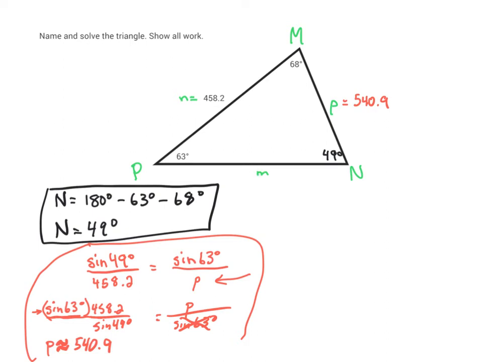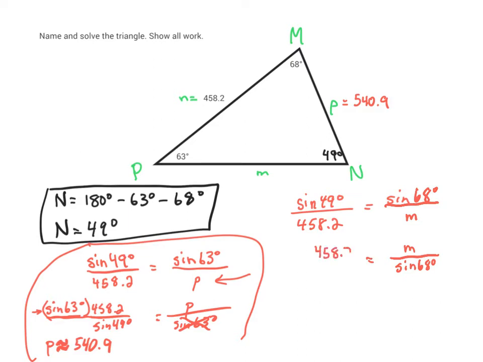Okay, so let me use the one that I know is the most accurate. Sine of 49 degrees over 458.2 equals the sine. Now find the one where we know one but not the other. So I know 68 but not little m. That's perfect. The sine of 68 degrees over little m. Little m's on the bottom. I should have done it the other way around. M over sine of 68 degrees equals, well, if the side goes on top here, and the side goes on top here, for them to still be equal.